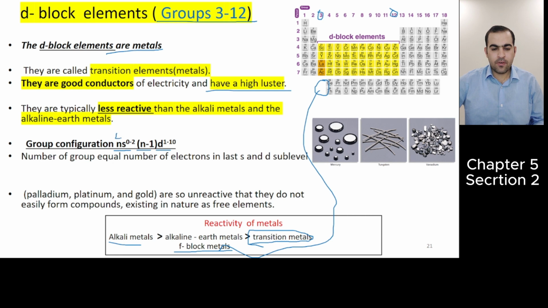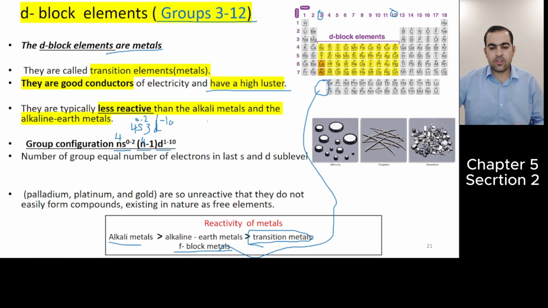For example, if N equals 4, this is going to be 4s, and here it is going to be 4 minus 1, which is 3d, like 4s, 3d. And the number of electrons in S can be 0, 1, or 2. 0 to 2. Here D can be 1 to 10. So why is it like that?